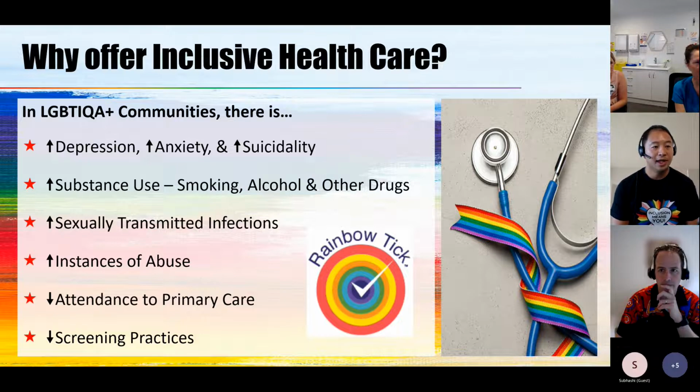Also, when you look at the community as a whole, there is a much greater level of depression, anxiety, and suicidality. Substance use is definitely higher, as well as STIs and incidents of abuse of any sort, including physical abuse and family and intimate partner abuse. They also have reduced attendance at general practice and primary care, and a decreased uptake in screening practices, because in some situations that may be a touchy topic for them. Hence the reason why it's important for us to be more aware of the importance of offering inclusive healthcare.